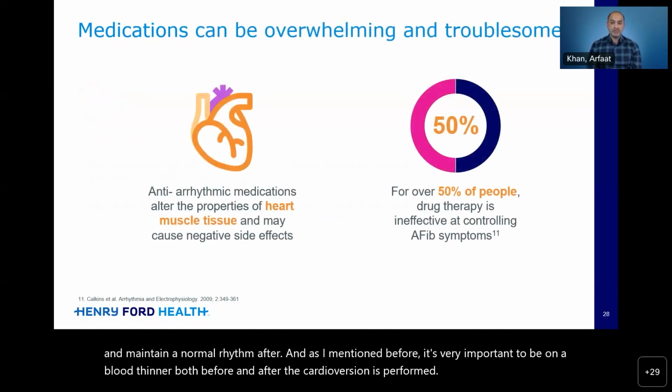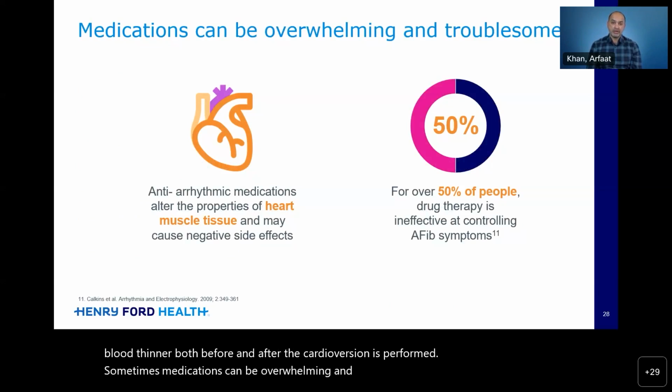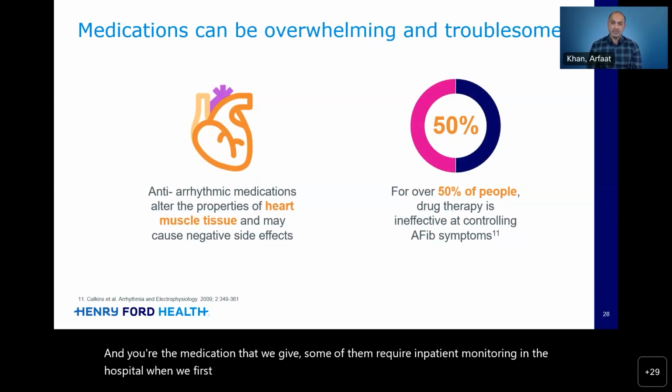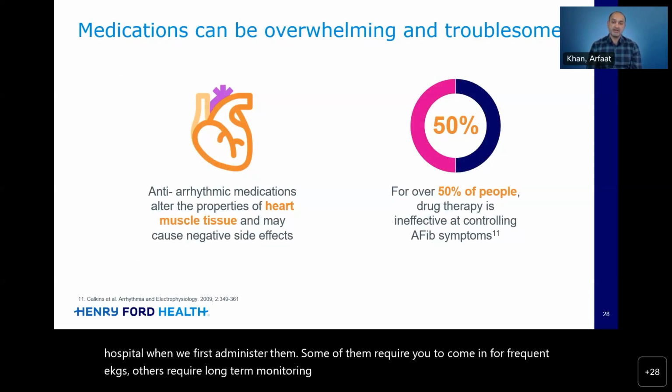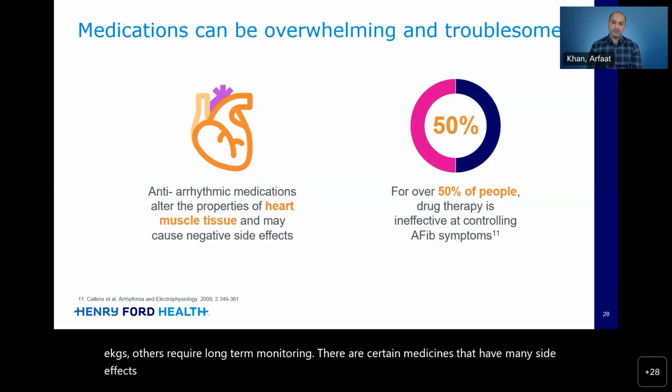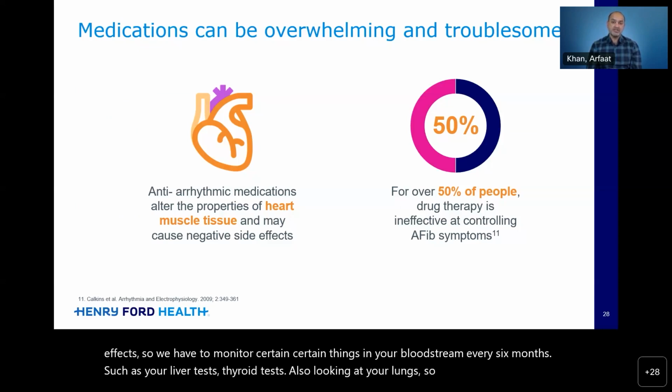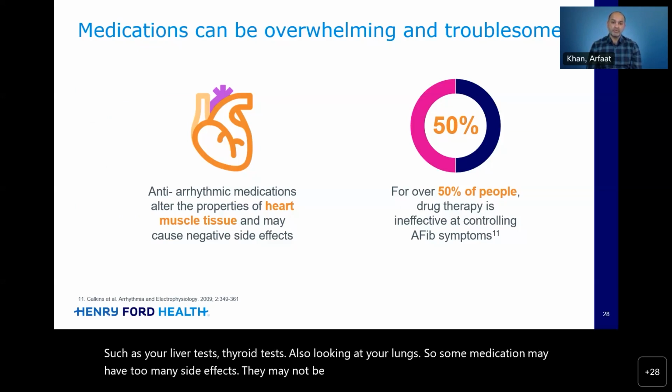Sometimes medications can be overwhelming and troublesome. Antiarrhythmic medications that we give, some of them require inpatient monitoring in the hospital when we first administer them. Some of them require you to come in for frequent EKGs. Others require long-term monitoring. There are certain medicines that have many side effects, so you have to monitor certain things in your bloodstream every 6 months, such as your liver tests, thyroid tests, and also looking at your lungs. So some medications may have too many side effects. They may not be desirable for patients, and some of them may not be effective.